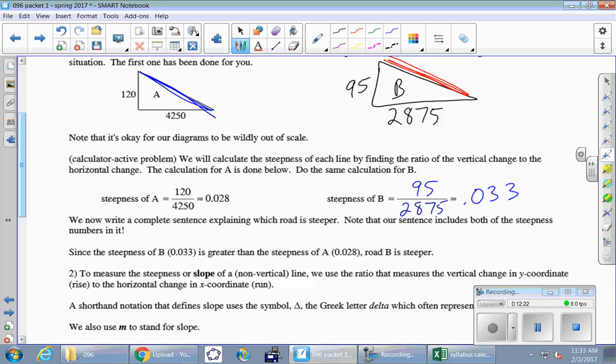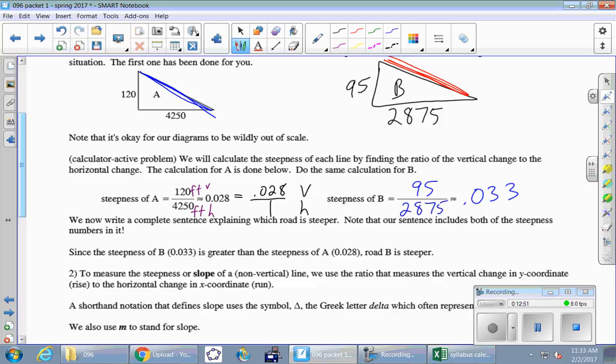This 120 feet was 120 feet vertically, right? And this 4,250 was horizontal feet, yes? And so this 0.028, if I really wanted to force it to look like a fraction, it would be 0.028 over 1. And the units of this fraction have to be the same units that we started with, which was vertical over horizontal. I'm just going to put V and H. Really, it's feet for both of them, right?